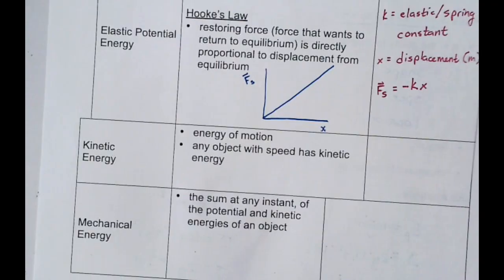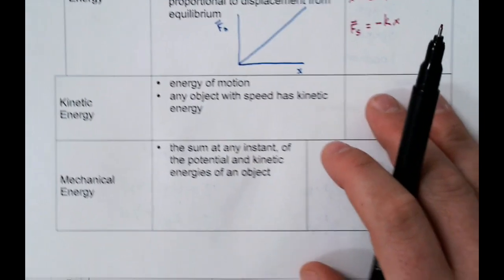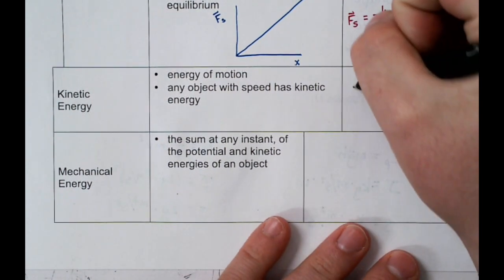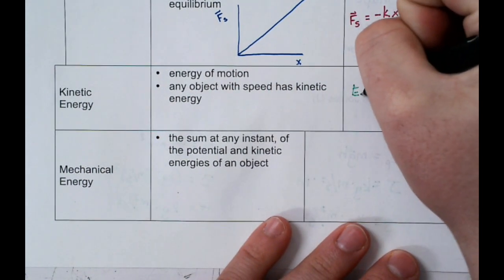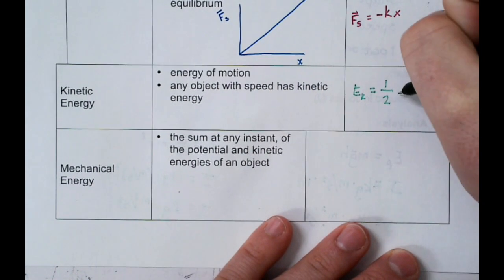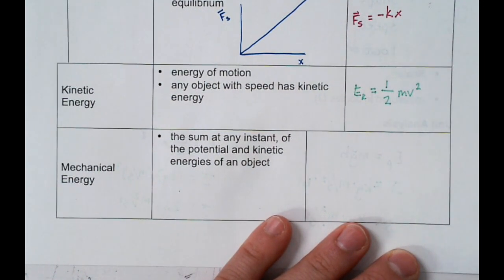The next type of energy we're worried about, and again this goes back to grade 10, is kinetic energy. Kinetic energy is any energy of motion. So if something's moving, if it has any type of speed, it has kinetic energy. And the formula that we use for kinetic energy is EK equals 1/2 mv squared.